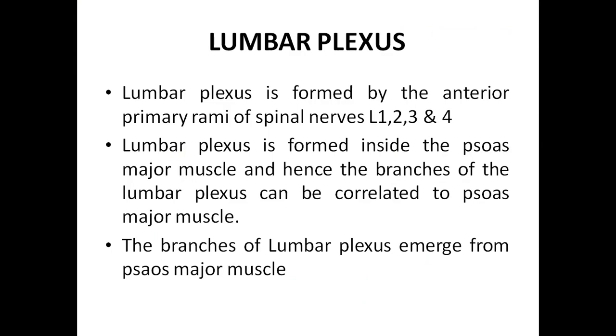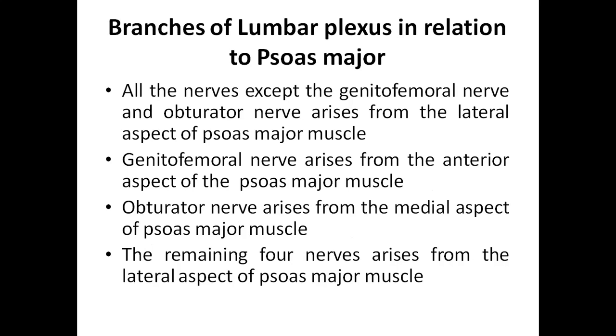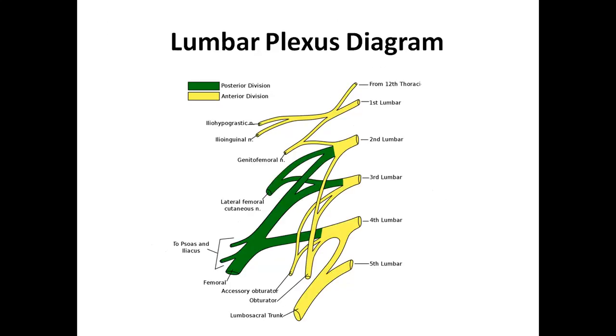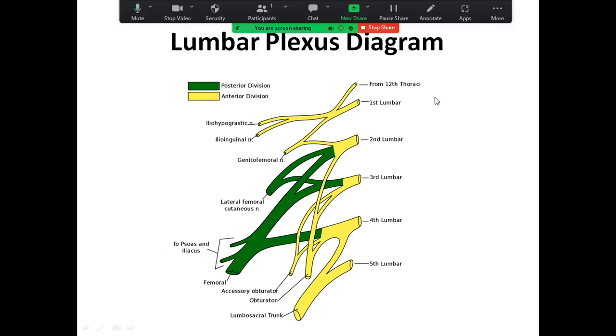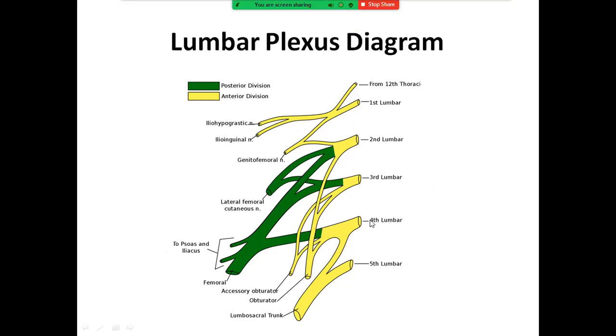The branches of the lumbar plexus emerge from the psoas major muscle. So this is the diagram of the lumbar plexus. So we have the branches L1, L2, L3 and L4. Of course, the 12th thoracic nerve contributes to this lumbar plexus. The first lumbar nerve, L1, gives a branch to iliohypogastric nerve and ilioinguinal nerve.